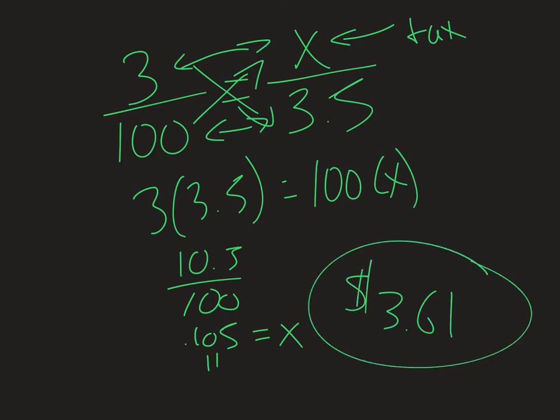Lots of ways you could do it. You could also set up your proportion to be the 103%. Cross multiply, and then in that case, x would be the actual amount you pay, which in this case would work out to be $3.61, if you go that way. Lots of ways to do these problems. At the end of the day, it doesn't matter which one you use, so long as you have a method that works for you.